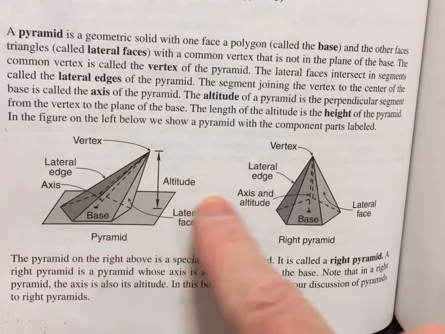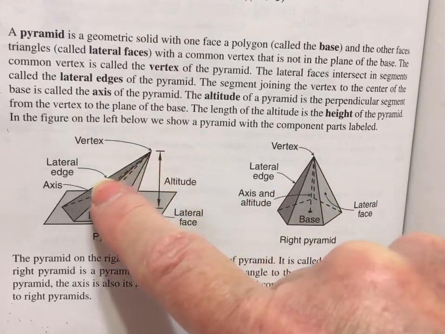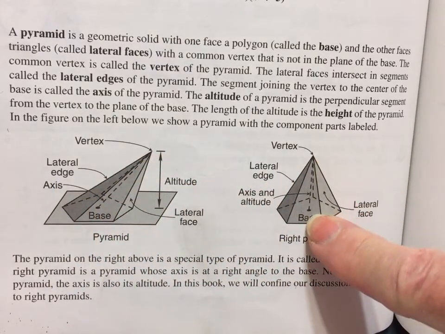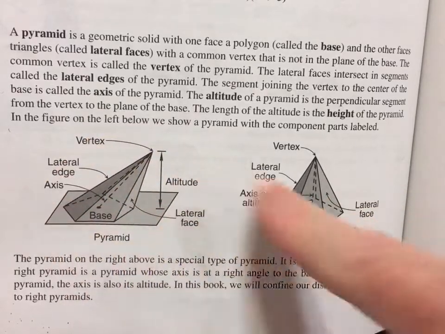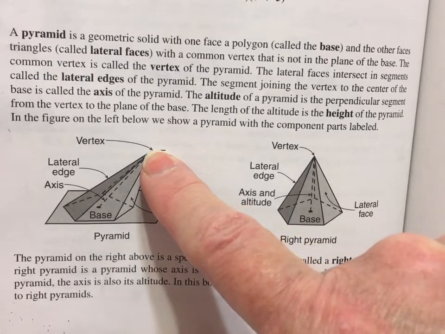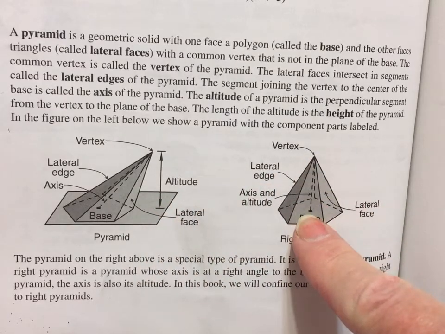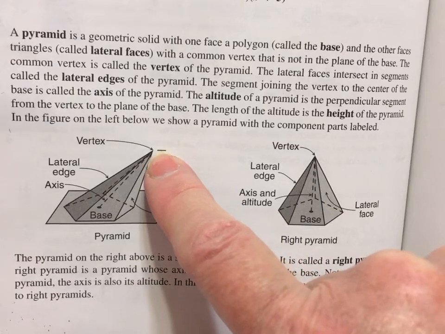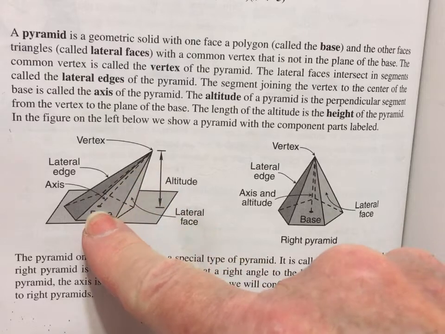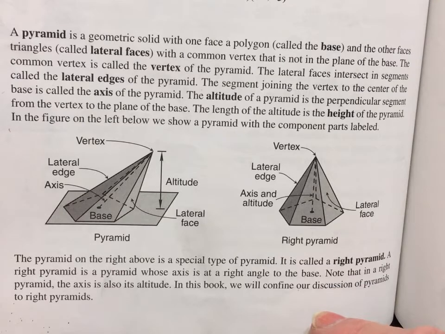And so we have lateral edges. This is an edge, okay? And lateral means on the sides, remember? The axis goes through the center. There's the axis over here. This is a pyramid, and this is a pyramid, but it's a right pyramid. And the altitude is from the vertex down to the base, and then the vertex down to the base. Okay, notice that they're going to take the shortest distance down to the base. They're not going to go this way to get the altitude. The altitude is going to be the shortest distance down to the base.